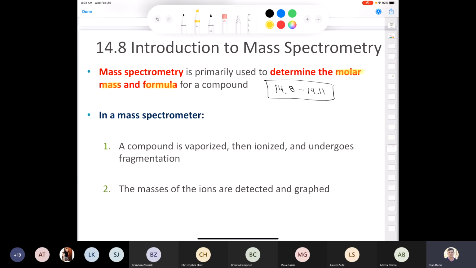Now you might be wondering, hey, Mr. Dion, what if I have a solid organic compound, something that doesn't melt until 150 degrees Celsius? How are you going to vaporize it? How are you going to convert it to a gas? Well, the way that that's done in the mass spectrometer is by subjecting the compound, obviously, to high temperature, right?